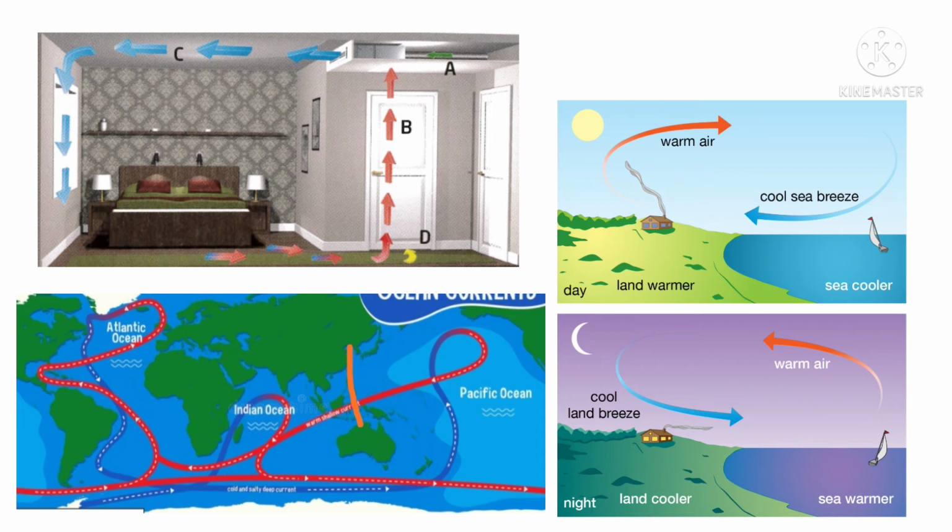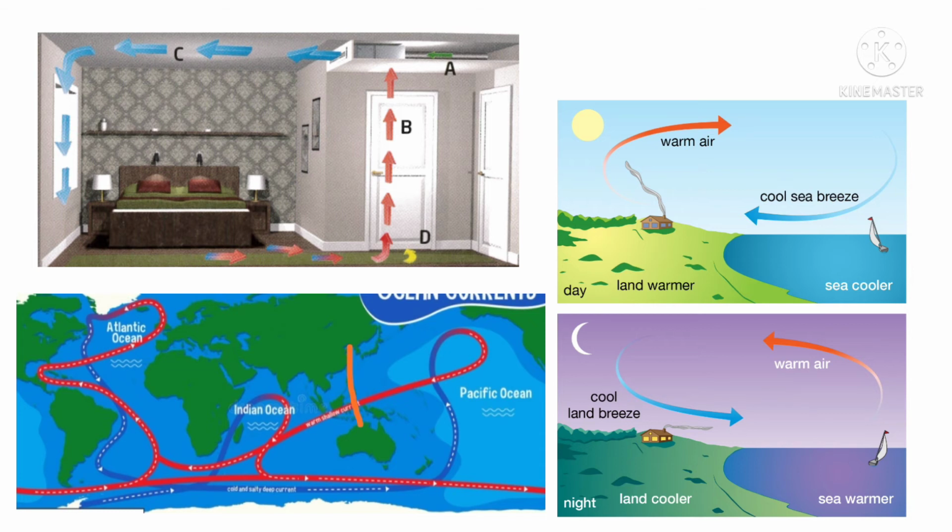Now, land and sea breeze. I hope the first topic, ventilation in rooms, is clear to you. Now, land and sea breezes are actually convection currents.